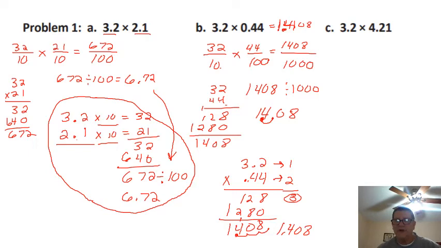Now let's try another one. This would be 32 tenths times 421 hundredths.